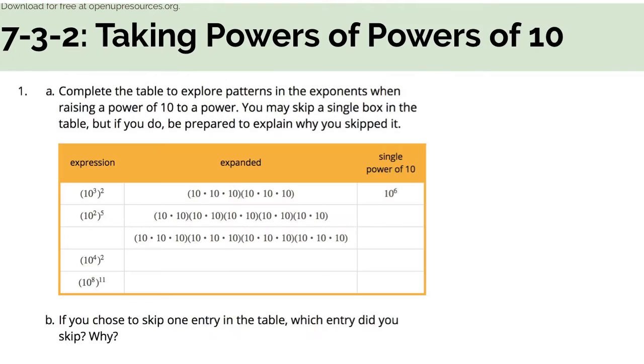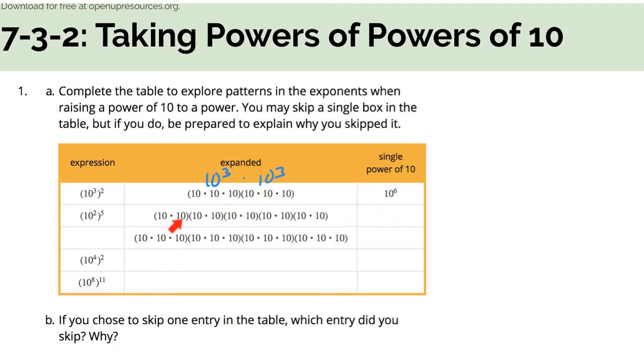Okay, we have a table here that we're going to work with to find some patterns with our exponents. This time we are taking powers to another power. So here I have 10 to the 3rd squared. What's happening here is 10 times 10 times 10, that's 10 to the 3rd, and I'm taking that times itself, another 10 to the 3rd. So there's my 10 to the 3rd times itself 2 times. And if I count up how many times 10 is really being multiplied by itself, after I expand that out, I get 6. So I could rewrite this as 10 to the 6th power.